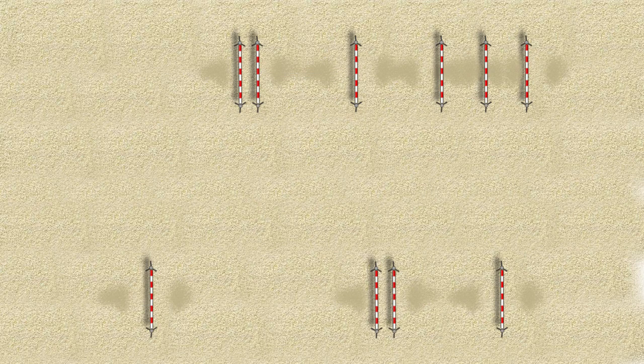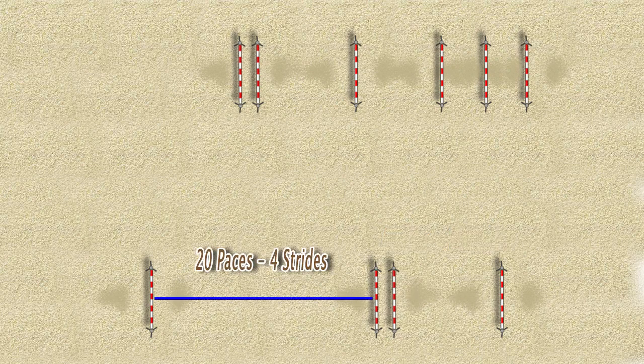A 1 stride double combination, vertical to oxer, 8 paces apart. Then 4 strides from the double combination, you set up a vertical. The distance walks 20 paces, so it's a nice level 4 strides.